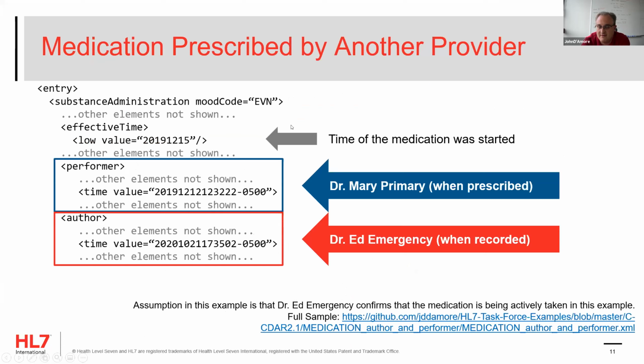The mood code here would be EVN because this is a medication history. The time the medication was started would be down in the effective time low. And then the performer in this instance would be who prescribed, which would be sometime before the medication was started. So it looks like she prescribed this back on December 12th last year.